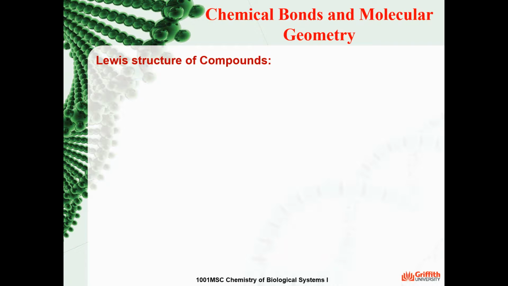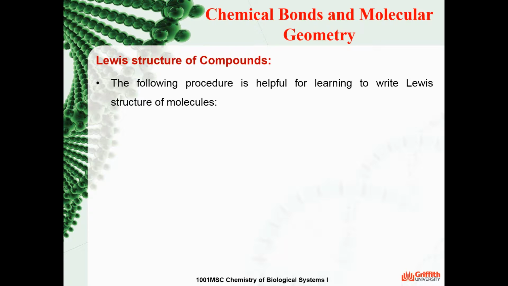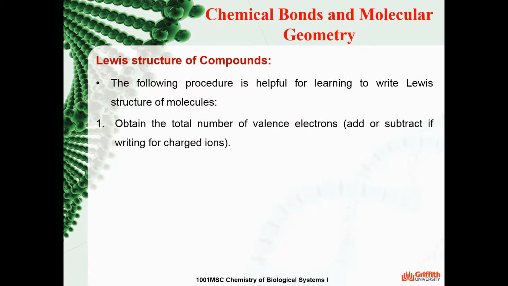We covered how to draw a Lewis structure for an atom and a molecule. Now we will cover the rules to draw Lewis structures for compounds while practicing the example of water at the same time. The first rule says, obtain the total number of valence electrons. You will need to add or subtract if writing for charged ions.